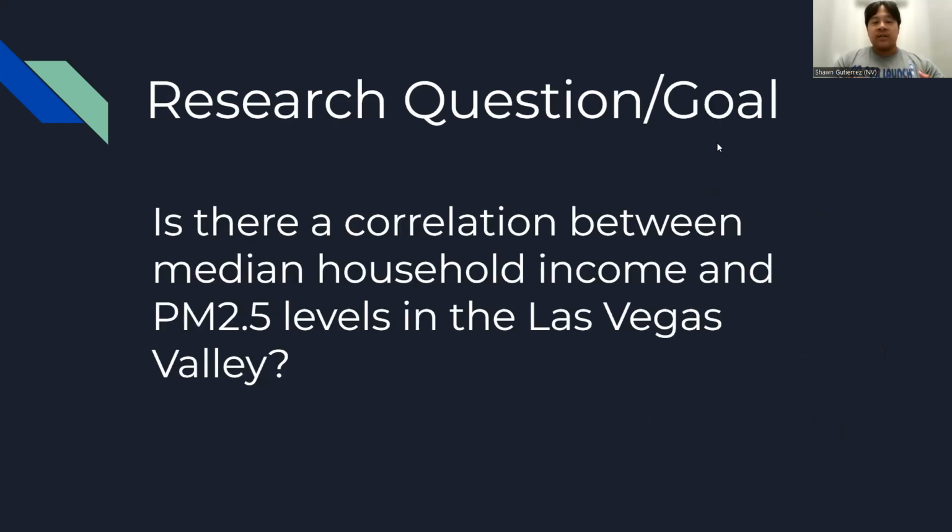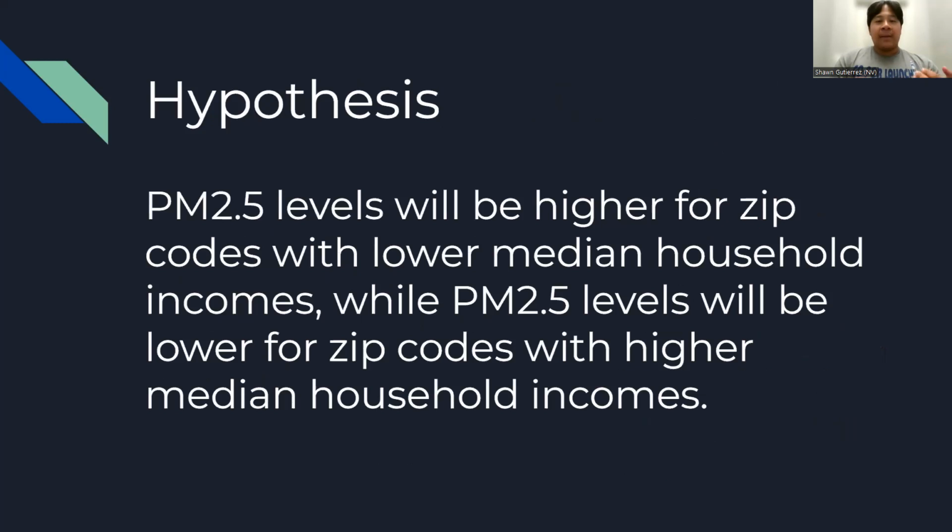So for my research question, I wanted to find out the correlation between median household income and PM 2.5 levels in the Las Vegas Valley, which are the respective factors of economic and air quality. I believe through my hypothesis that PM 2.5 levels would be higher for zip codes with lower median household incomes and vice versa. So basically, for areas that are less wealthy, the air quality will be worse.